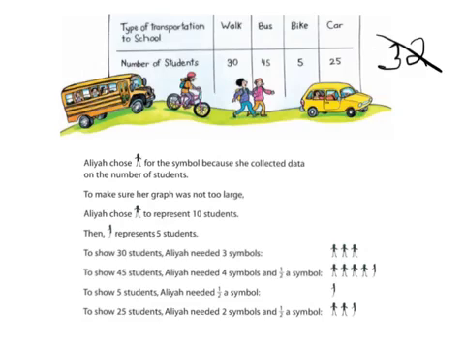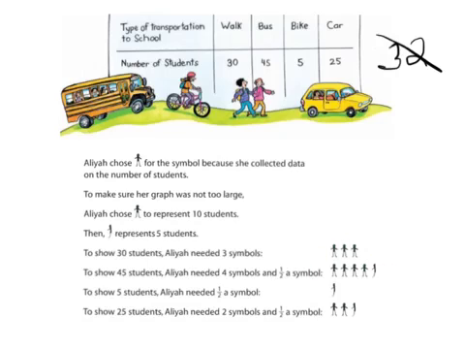So in her pictograph, to show 30 students, she would need 3 people: 10, 20, 30, because one person is 10 students according to her key. To show 45 students, she would need 4 complete symbols: 10, 20, 30, 40, and then a half a person for that 5. So that's our 45 there. Number that bike, well, there's only 5 of them, so she really only needs half a person. And 25, she would need 2 people: 10, 20, and a half for the 5. So that would be her pictograph, or what she would place into her pictograph.